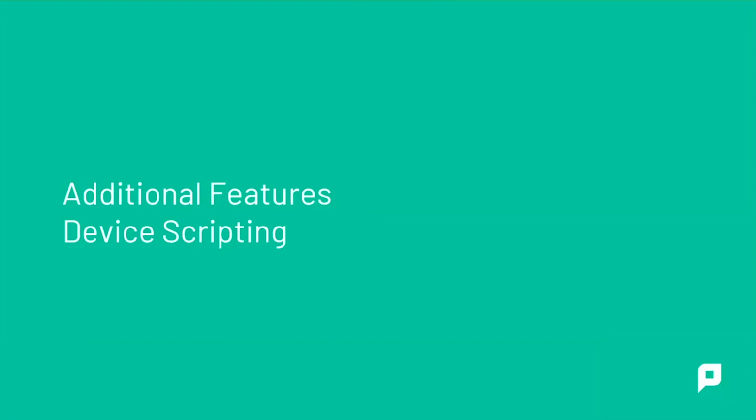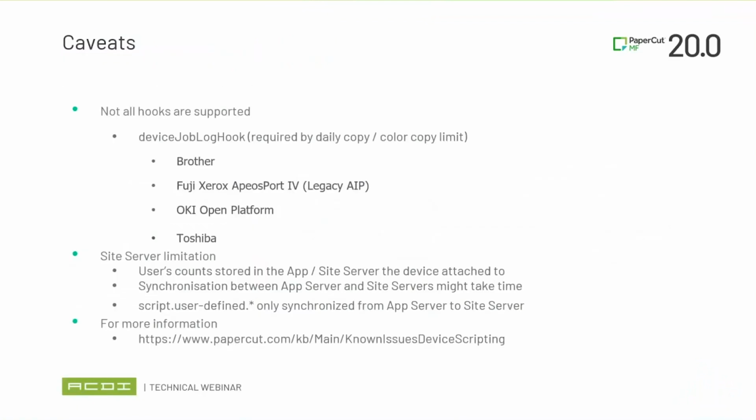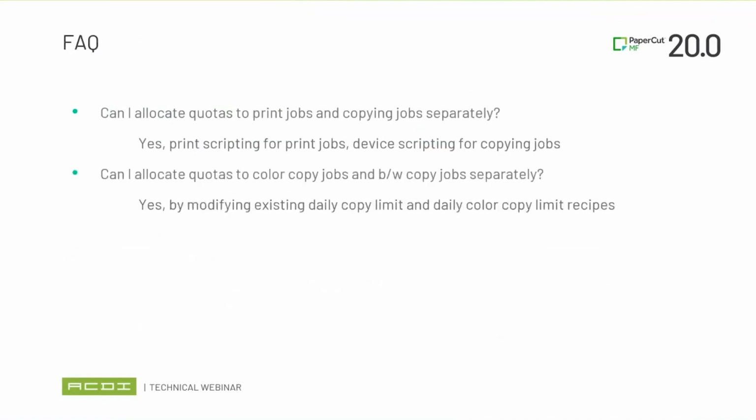PaperCut version 20.0 includes an update to device scripting. The difference here is in the additional platforms that are now supported with device scripting. We see that on the chart on the right-hand section here. There are a few caveats and limitations with device scripting, so please check out the knowledge base article on known issues. Here's a couple of great reasons to have device scripting, as you're able to allocate quotas differently for print and copy jobs, and that could come in very handy in many use cases.